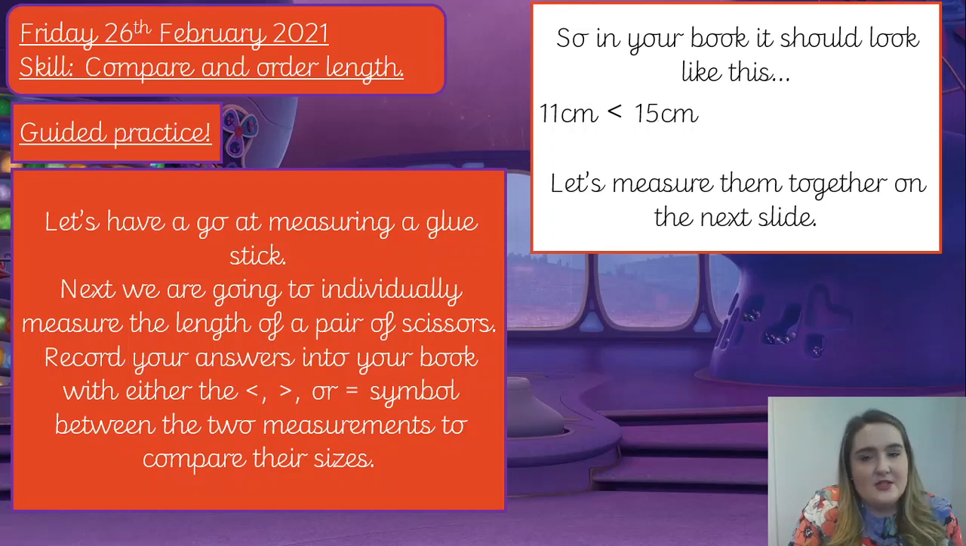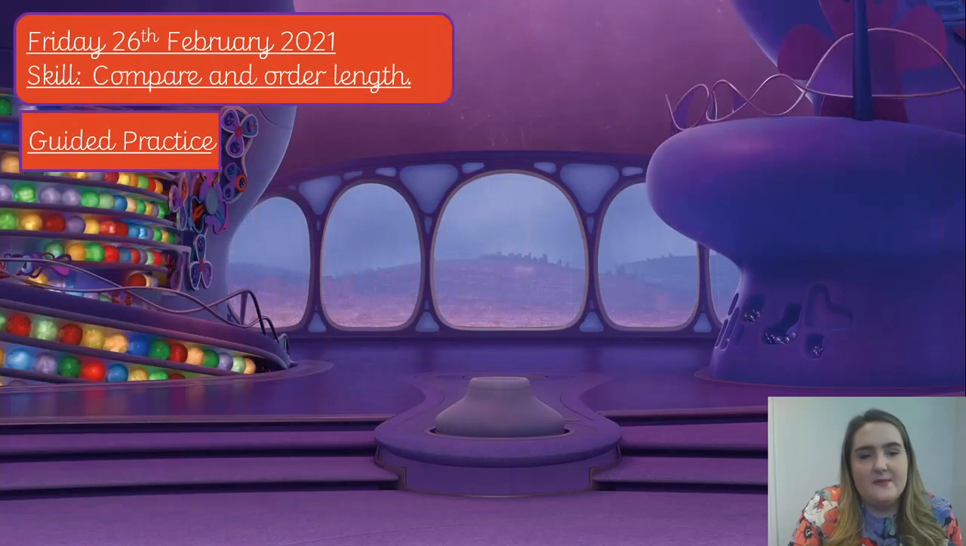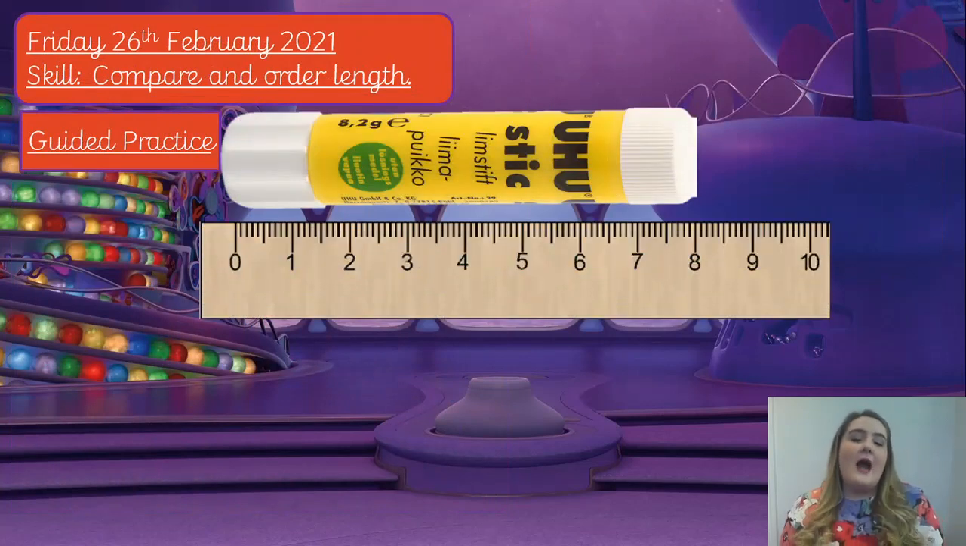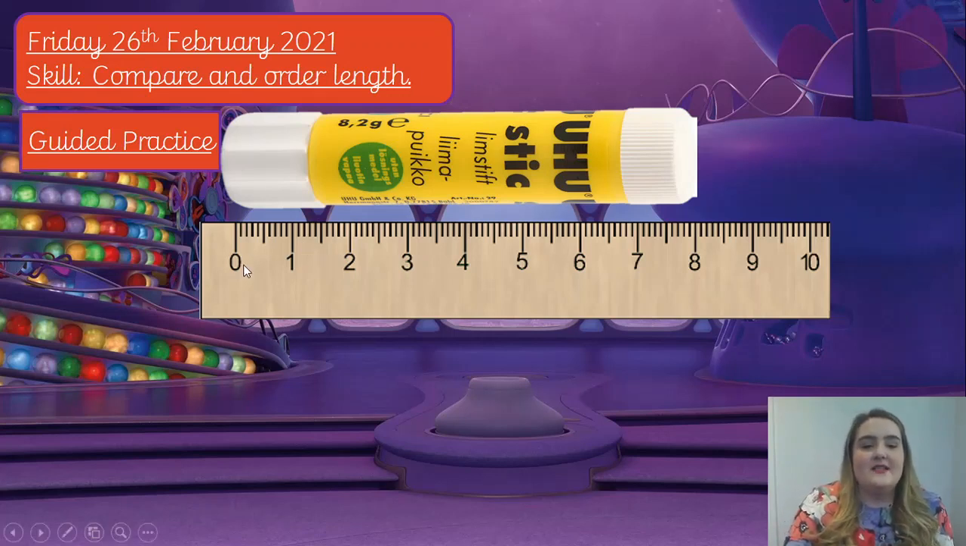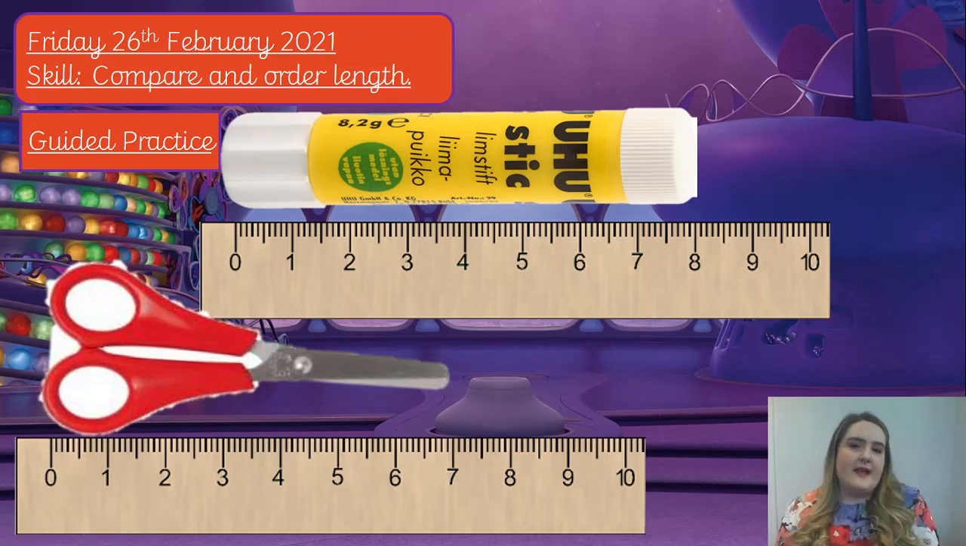Okay, so let's measure them together now. If you don't have a glue stick or some scissors, don't panic. We're going to measure the pictures here. So how long is my glue stick then? How many centimetres? Well done. 8 centimetres because we started at 0. We've got 1, 2, 3, 4, 5, 6, 7, 8. 8 centimetres. What about my pair of scissors then? How long are they?